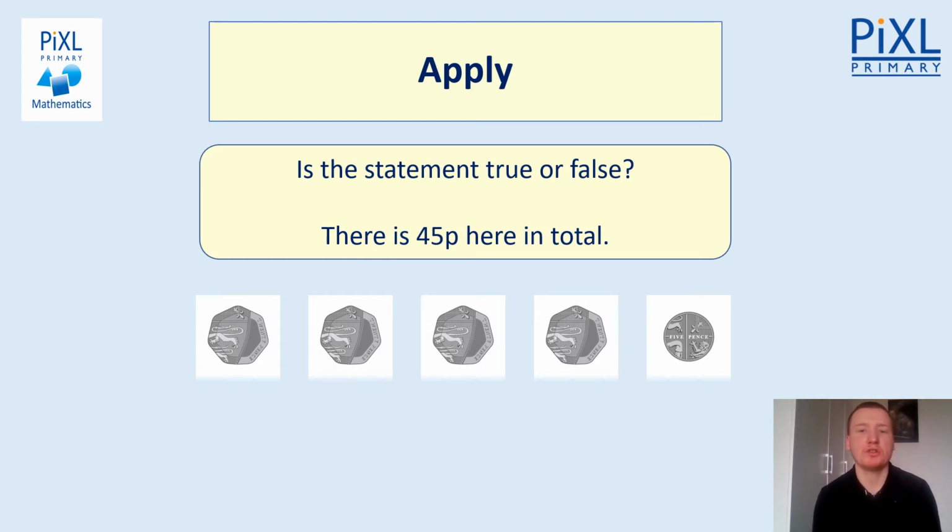Is this statement true or is it false? There is 45p here in total. So same again, look at the values of each of the coins, add them up in your heads, and come up with an answer. Don't forget to put the correct unit on the end. Pause the video and have a go.